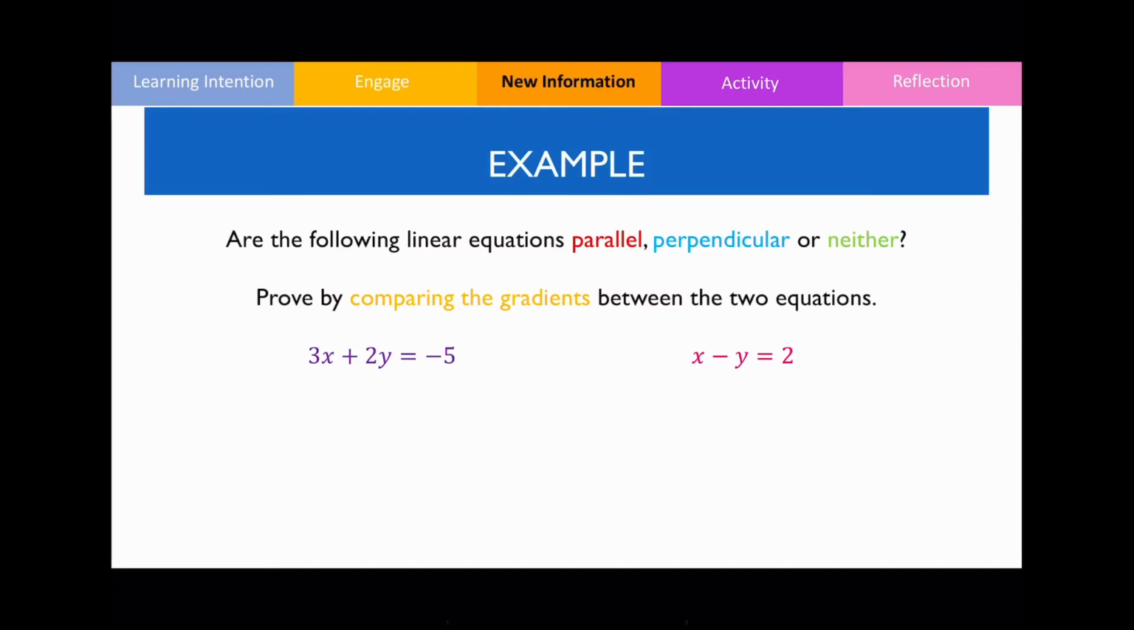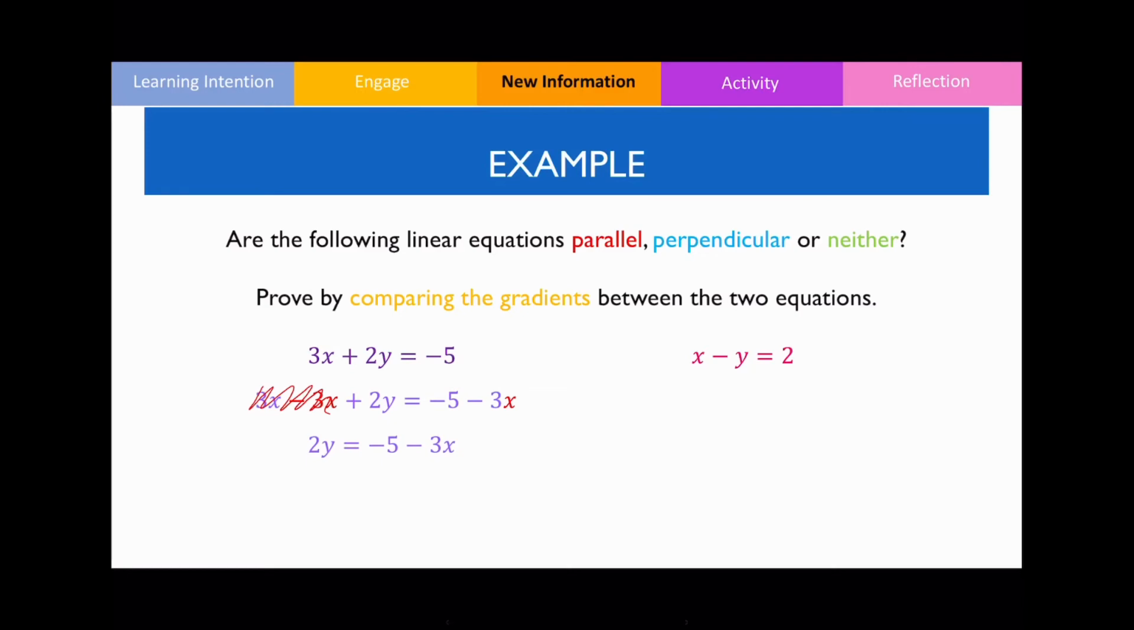So if that's the case, what I'll need to do for both of these equations is transpose or rearrange the equation into the slope-intercept form, the y is equal to mx plus c form. So in this case, I'm going to have to get y by itself. So I'm going to subtract 3x on both sides, okay? Therefore, this will cancel out this, and my equation would be 2y is equal to negative 5 minus 3x.